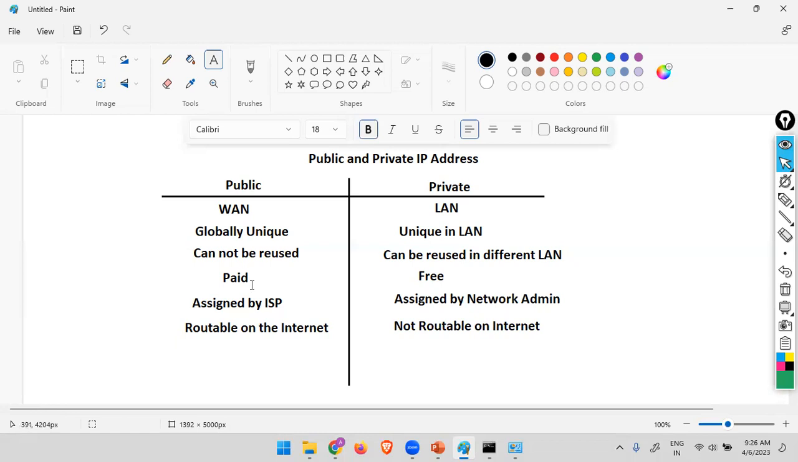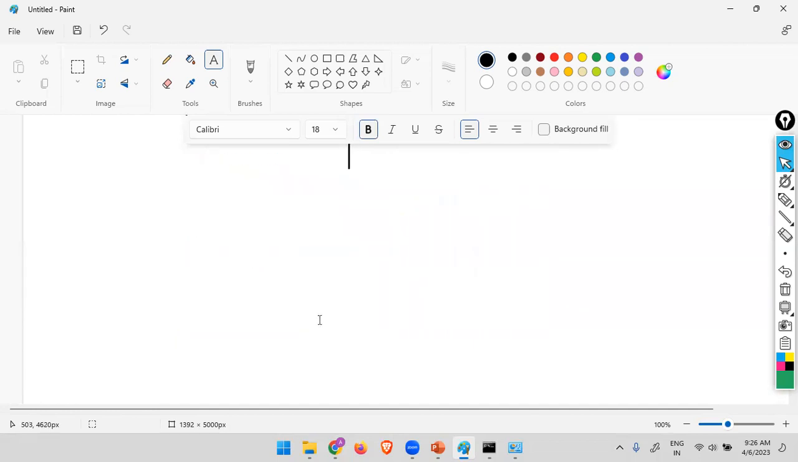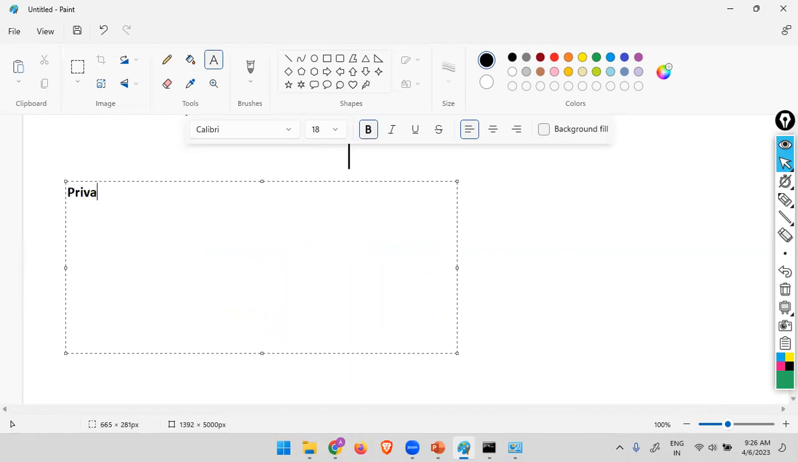Now see, from each and every class, of the three classes we are using, class A, B, and C, some networks have been reserved for private addresses, and other than what we have reserved for private, everything else is public. So if we discuss private reservations in classes, starting with class A, let me just make a table.